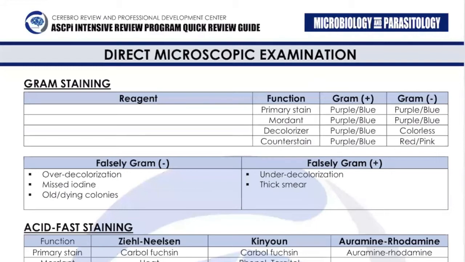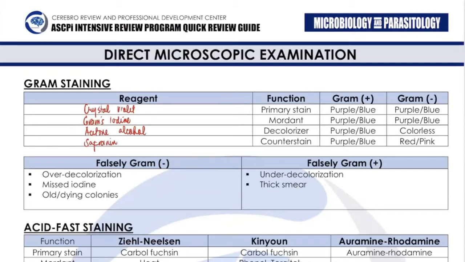So, we have our primary stain, crystal violet. Then the mordant is gram's iodine. Then we have acetone alcohol as our decolorizer, and we have safranin as our secondary stain or our counter stain.